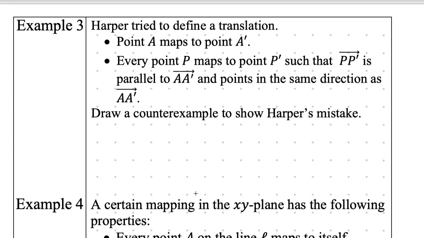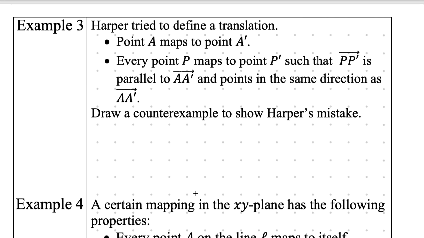Harper tried to define a translation. Point A maps to point A prime. Every point P maps to point P prime, such that P prime is parallel to A prime and points in the same direction as A prime. Okay. So let's first analyze what's going on here, and then you guys are going to try to make a sketch of a counterexample.